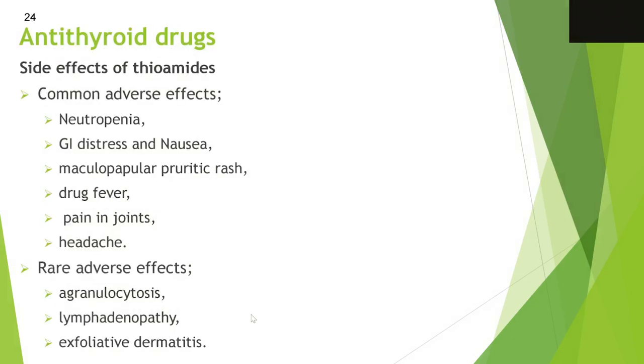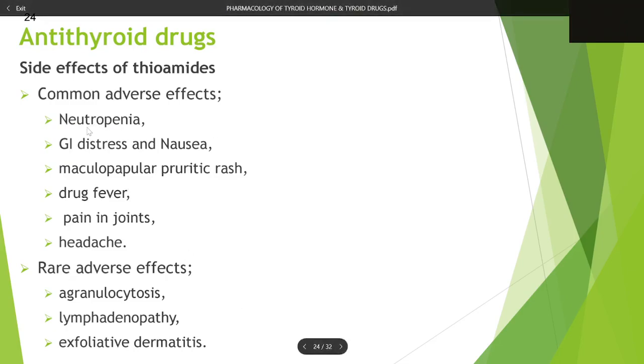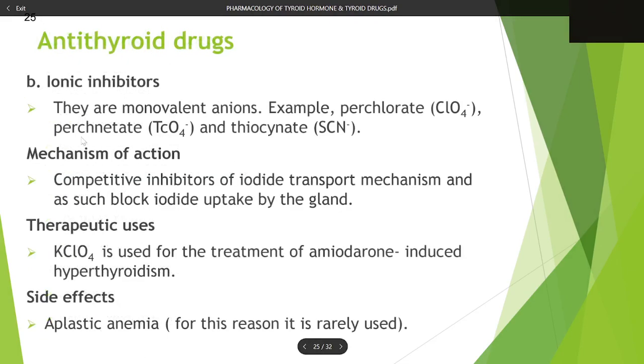So now the side effects of thioamides. Common side effects are neutropenia, GI stress and nausea, maculopapular pruritic rash, drug fever, pain in the joints, and headache. The rare adverse effects include agranulocytosis, lymphadenopathy, and exfoliative dermatitis.